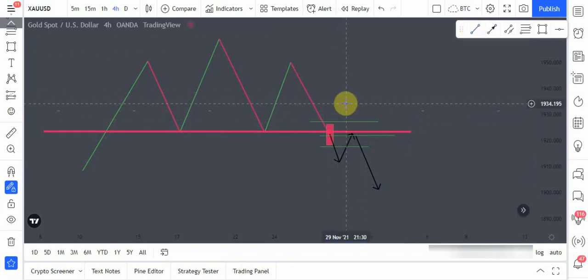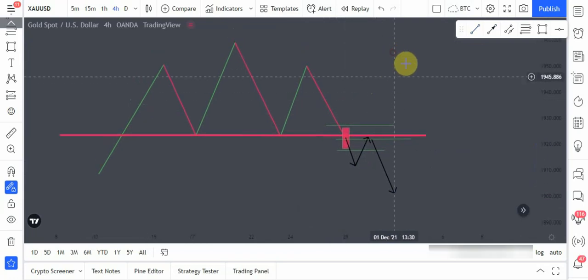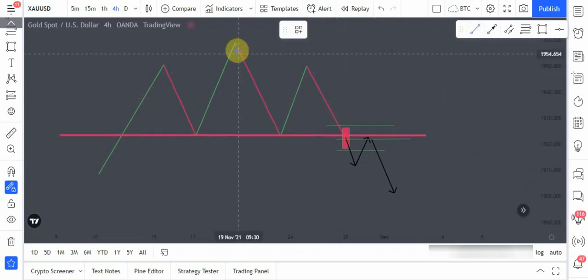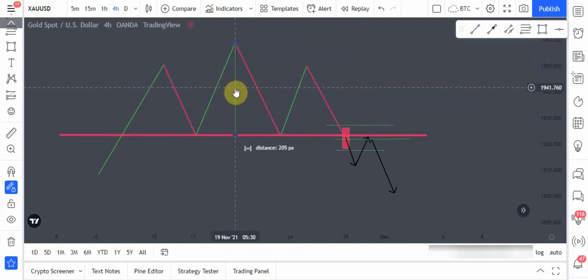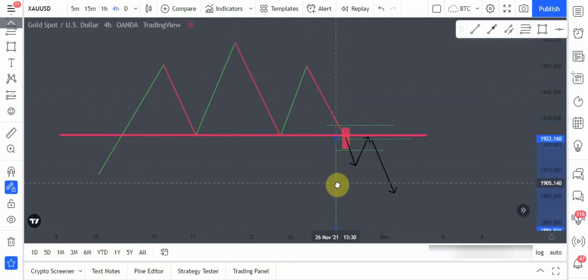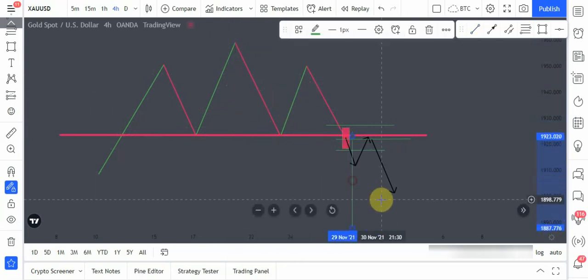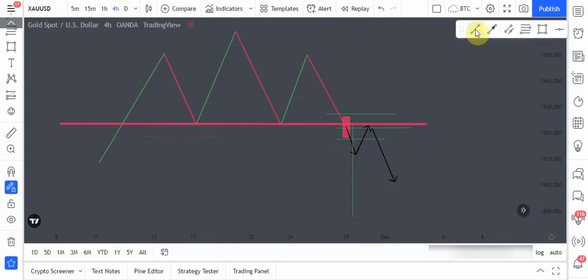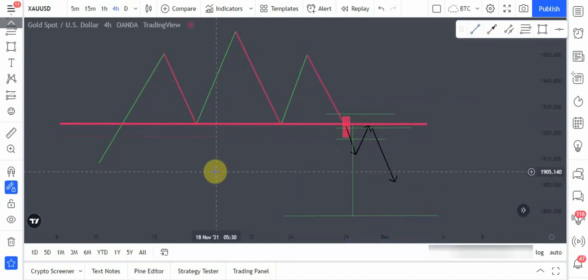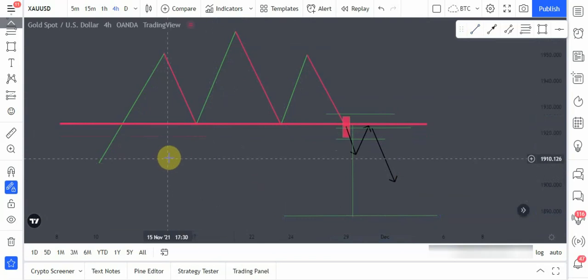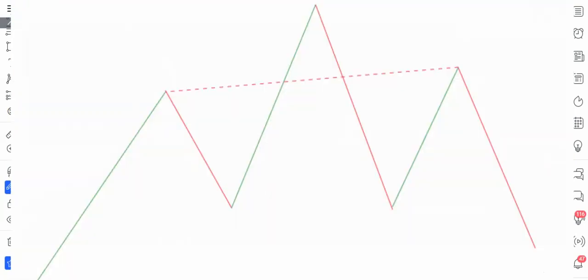Well, now determining the target, the most important part of the story. As much as the distance between the middle peak or the head and the neckline, we move down from the neckline, where the breakout candle is located, and then there should be our target and exit point. There it is.